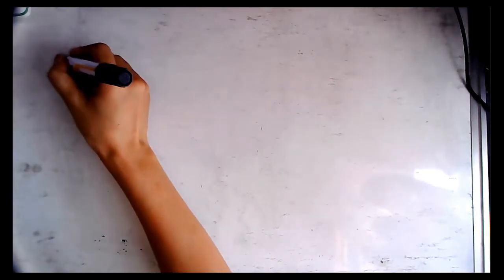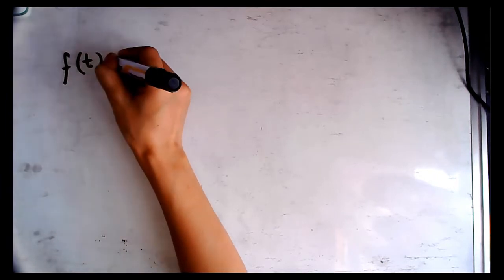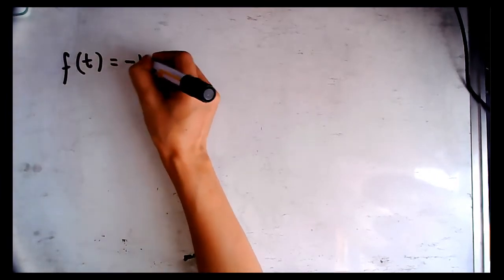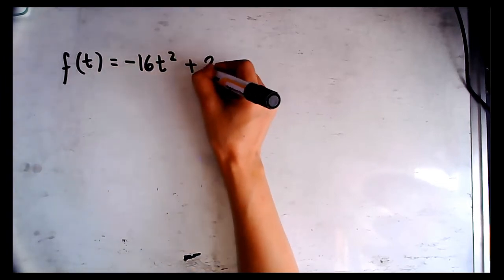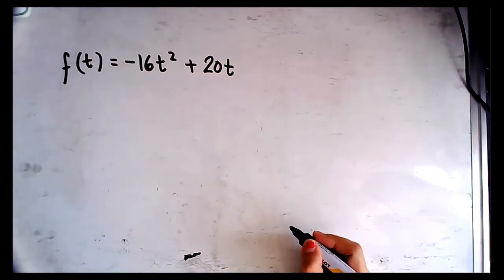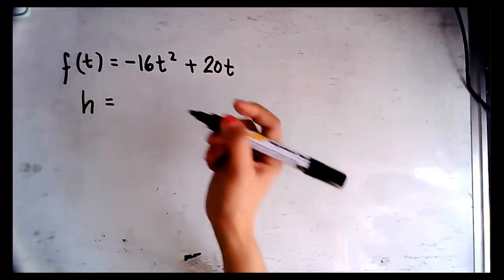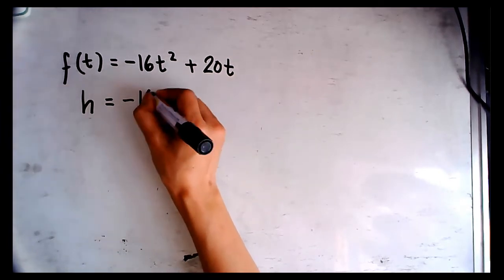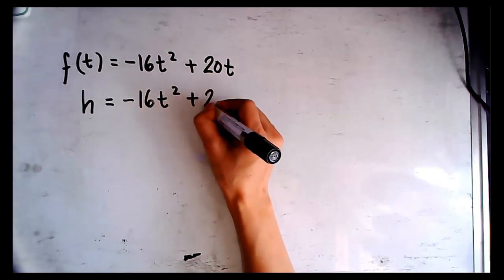So if you are going to write down, we are going to write down the equation. The function relative to time is negative 16t squared plus 20t. So that is the equation, and that's basically the equation for the height. Negative 16t squared plus 20t.